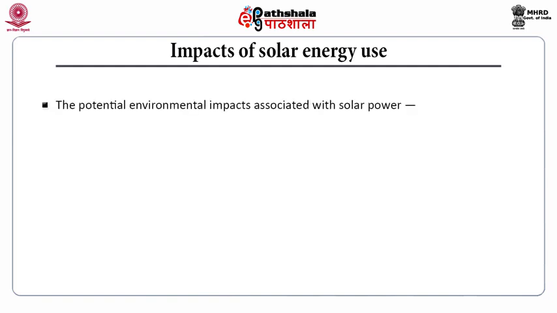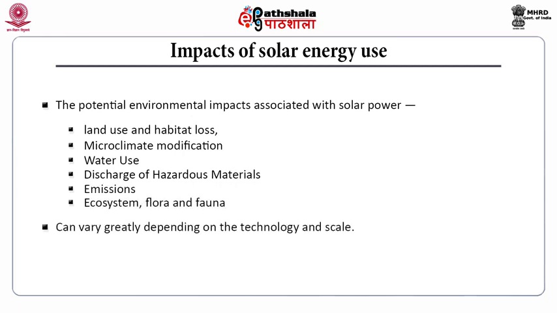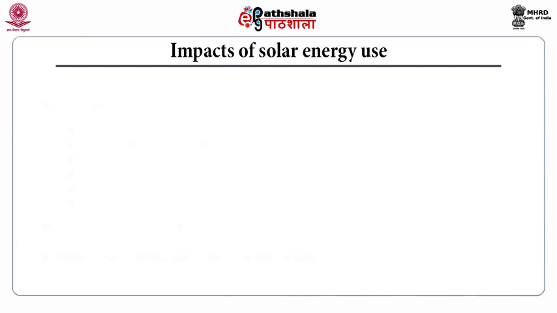The potential environmental impacts associated with solar power are land use and habitat loss, microclimate modification, water use, discharge of hazardous material, emissions and ecosystem flora and faunal effect. This can vary greatly depending on the technology and the scale used. There are also several social and economic impacts. So, we will see the land use and microclimate modification in detail.